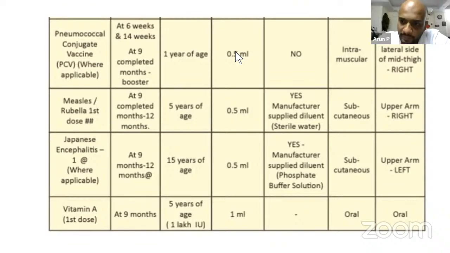Vitamin A is a supplement. It is not a vaccine. It is given at 9 months. It is given 1 lakh international units, and then up to 5 years of age it is given. Okay, so the dose is 1 ml.